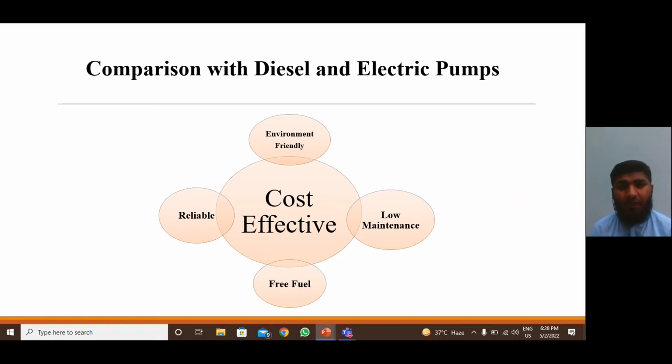And our solar water pump system is environment friendly because there is no need to burn fuel in these systems. So it is environment friendly and causes no water pollution and air pollution. So there is no ozone depletion and global warming threat in the usage of these systems. So that is a short comparison between diesel and electric pumps.